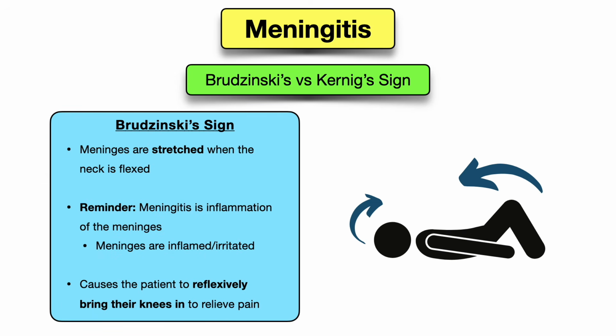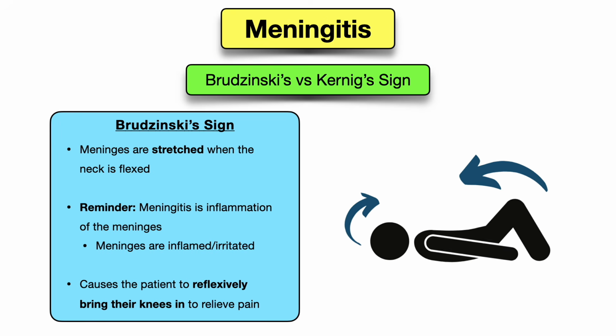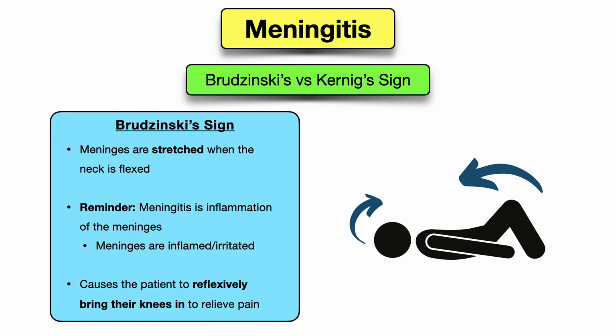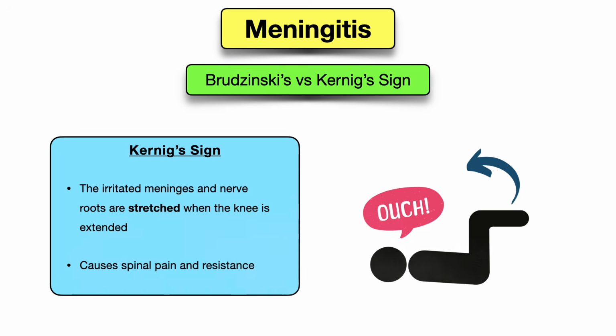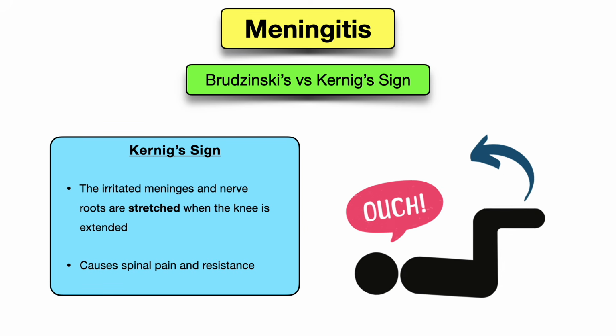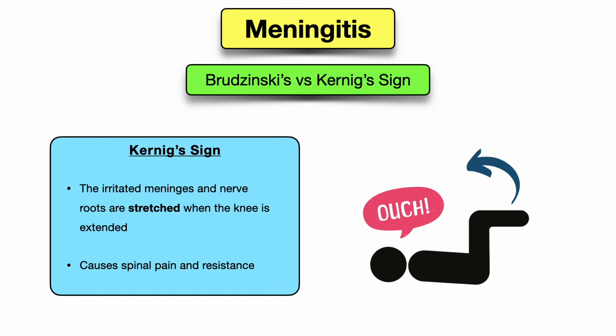What happens with Brudzinski sign is that the meninges are stretched when the neck is flexed. And remember, meningitis is inflammation of the meninges, so the meninges are inflamed and irritated. So when the meninges are stretched, this causes the patient to bring their knees in to relieve pain. In Kernig sign, it's similar. The irritated meninges and nerve roots are stretched when the knee is extended, and this causes spinal pain or resistance.